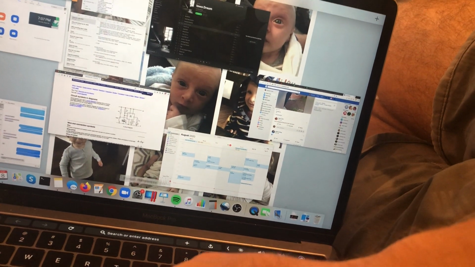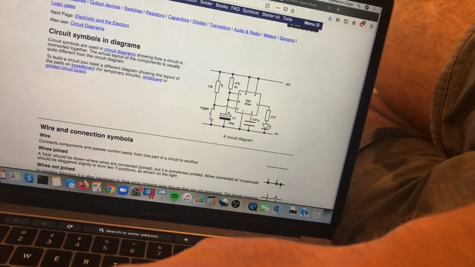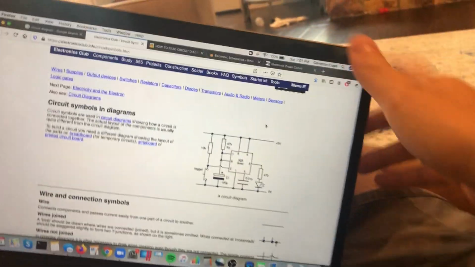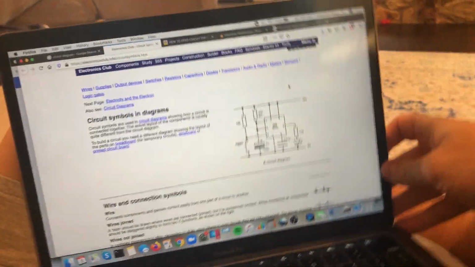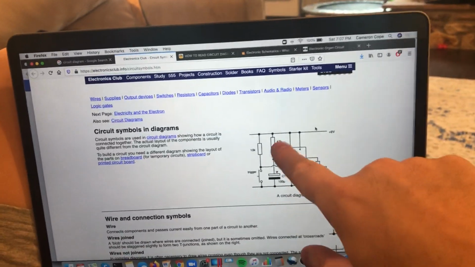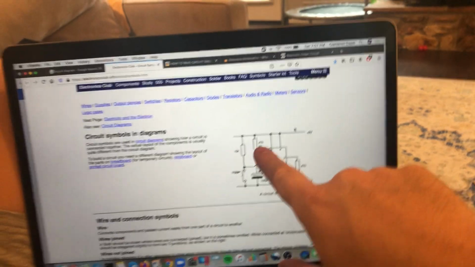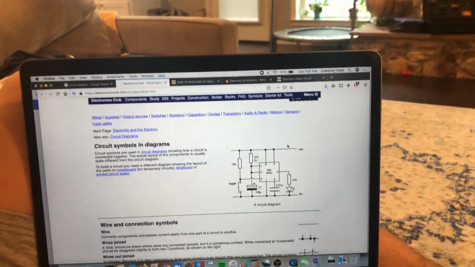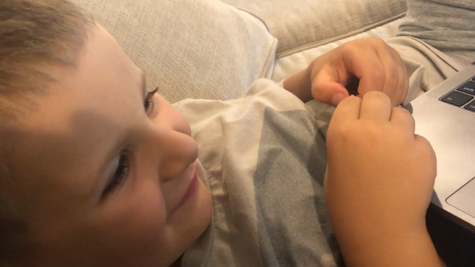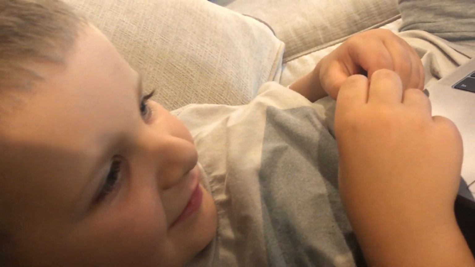Capacitance. You said capacitance. Oh, what should I have said? Resistance. I don't know why I said capacitance. I was thinking about capacitors. I think I was looking over. I just misspoke. That was like a little glitch. What's the resistance on that guy? 47,000. What does that K mean?